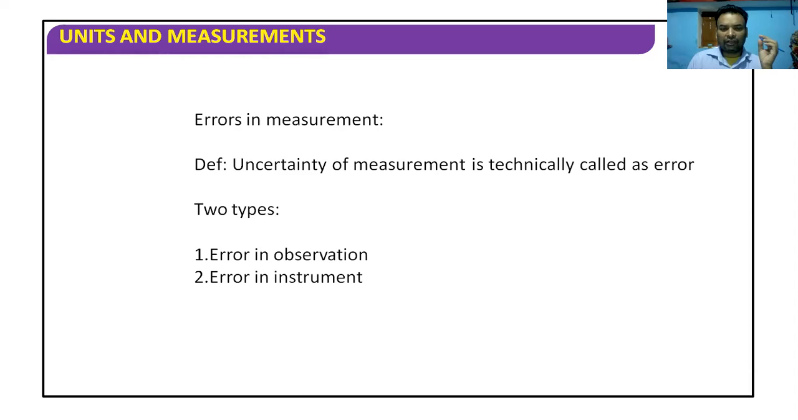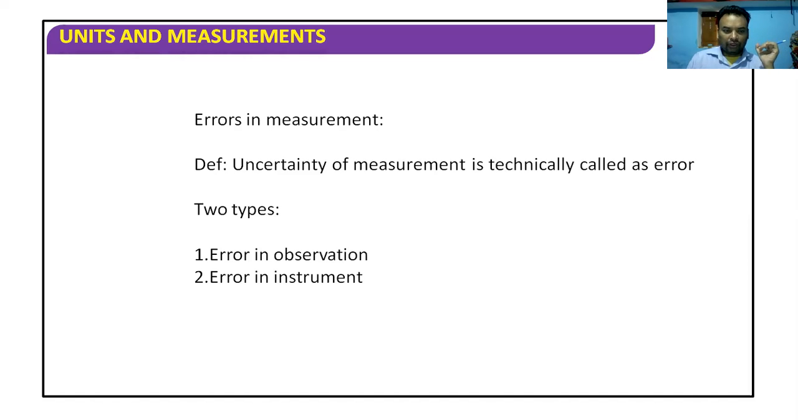How can we define error? The basic definition is that uncertainty of measurement is technically called error. Uncertainty of measurement means uncertainty in getting the true value. The measured or observed value is not meeting exactly with the true value, so that is the error. So uncertainty, not surety, of measurement is technically called error.